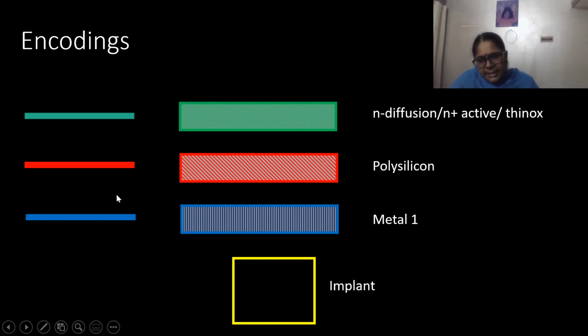Metal 1 is represented using a blue stick, or in mask layout the coding is vertical lines. Implant is used to draw the depletion mode transistor, and it is indicated by a yellow square box. This implant is drawn around the transistor, which is the depletion mode transistor.